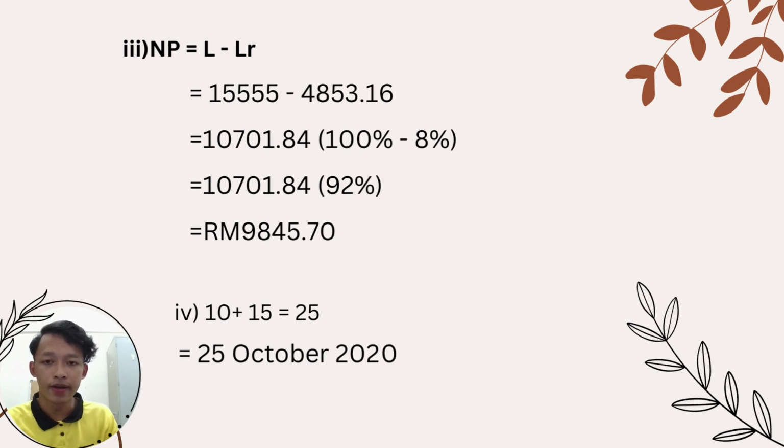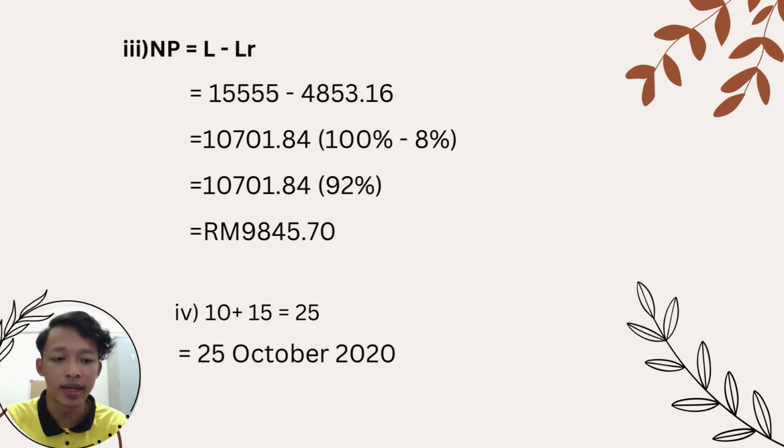To answer question number 3, we use the formula L minus LR. So 50,555 minus the trade discount, which is 15,773.16, is equal to 34,781.84.